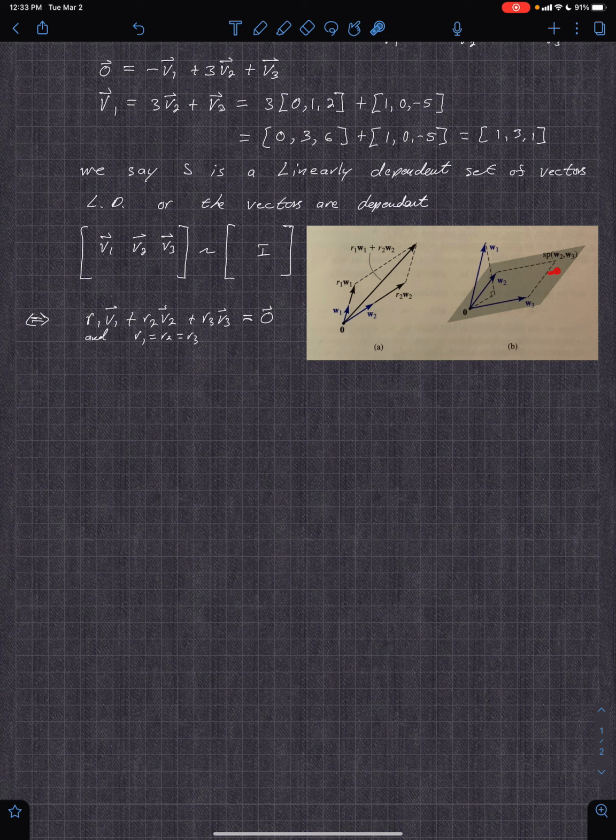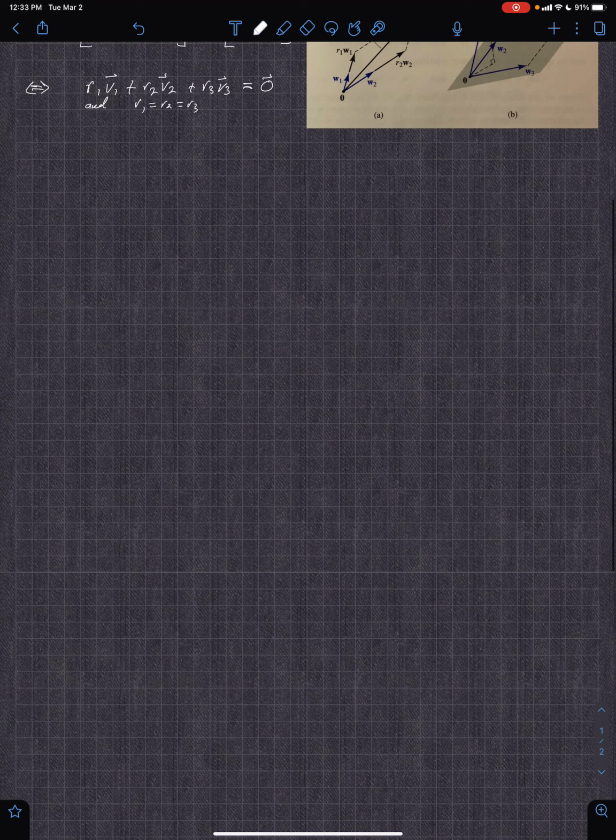If you take W2 and W3 and you do the span, you'll get all of that plane. But you will not get anything that comes up like that off the plane. Okay, let's continue. I have another example before I define Definition 2.1. So let's look at this one.